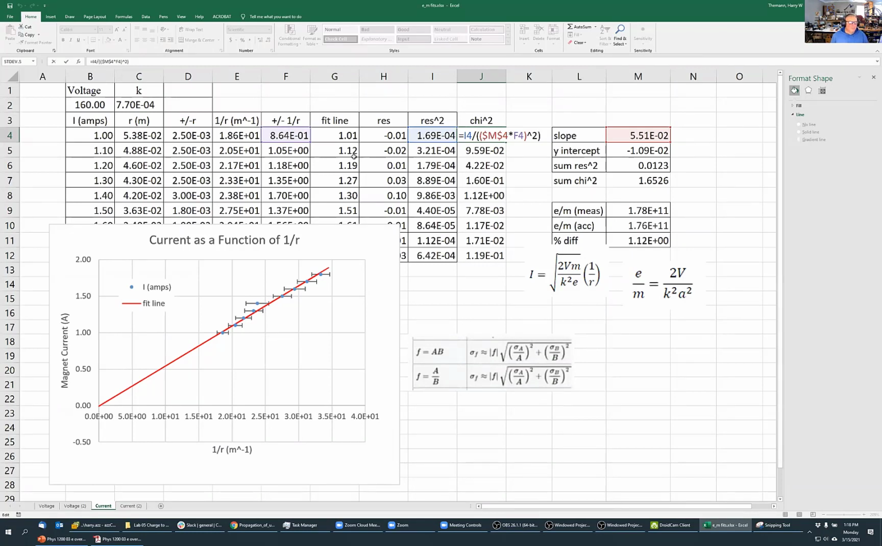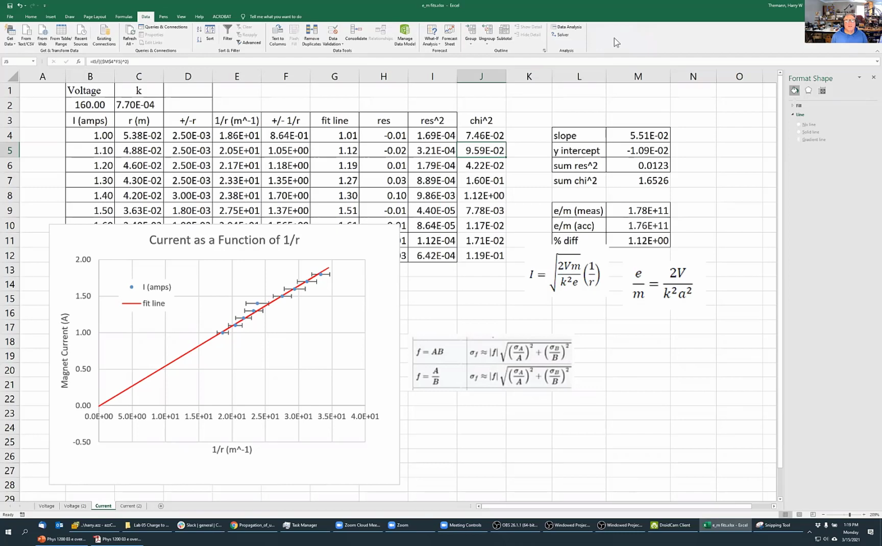And you see this graph I've jazzed up even some more. I haven't done the plus minus slope on it yet. Let's see if Solver will cooperate again. Data, Solver.